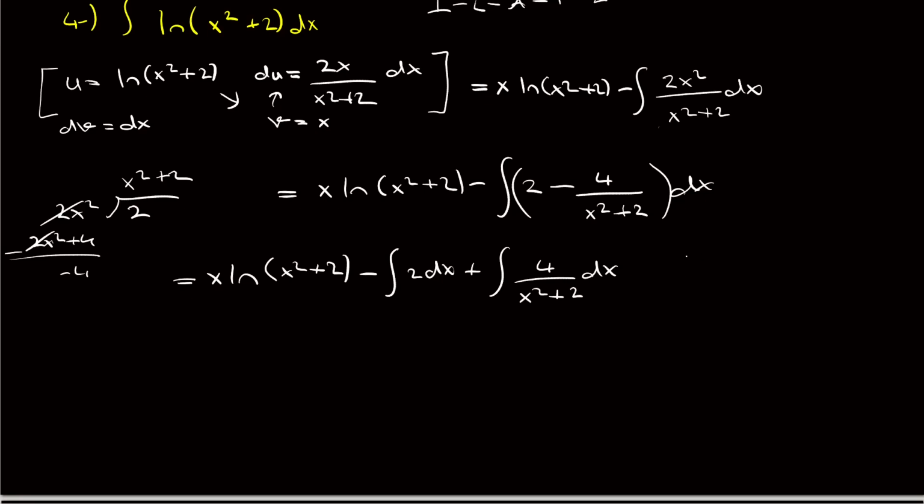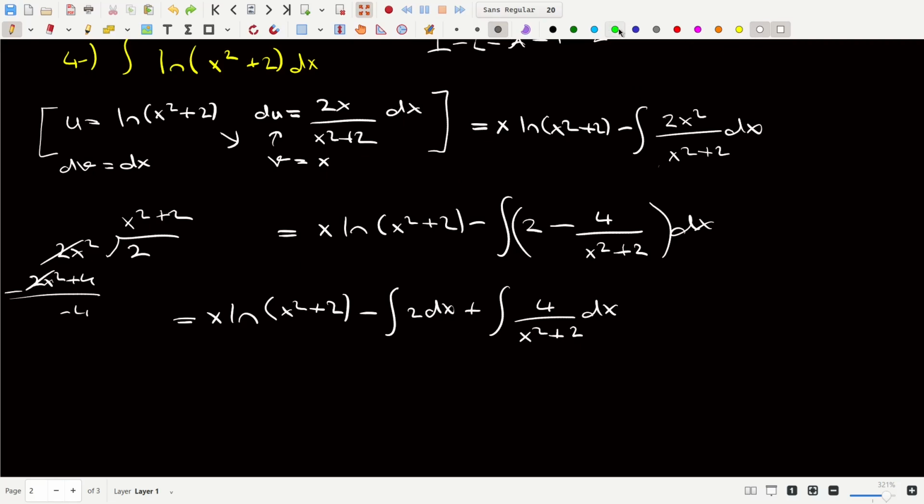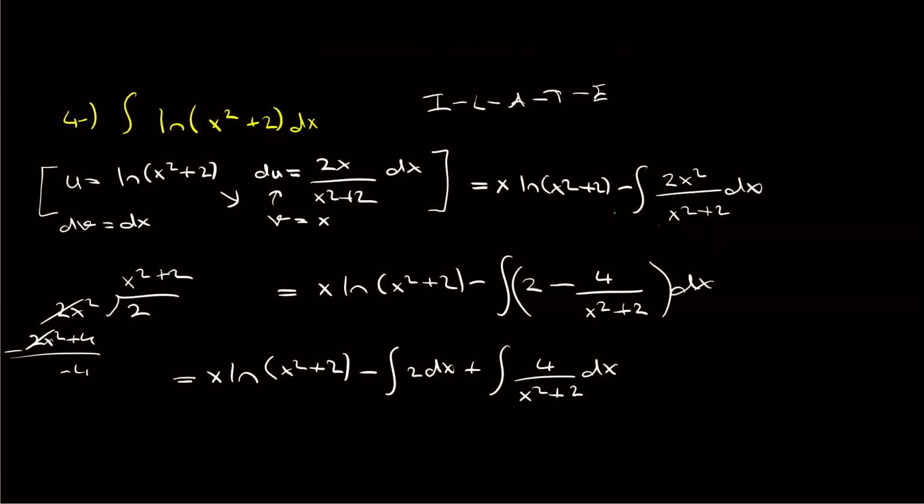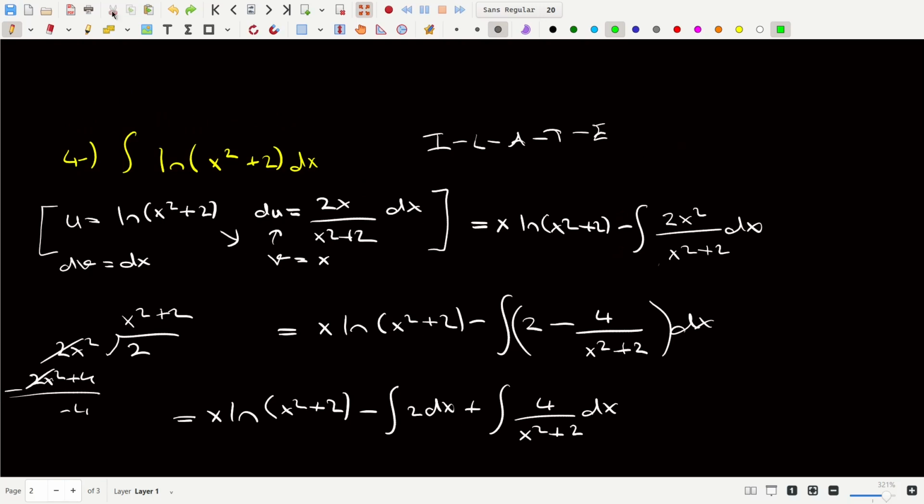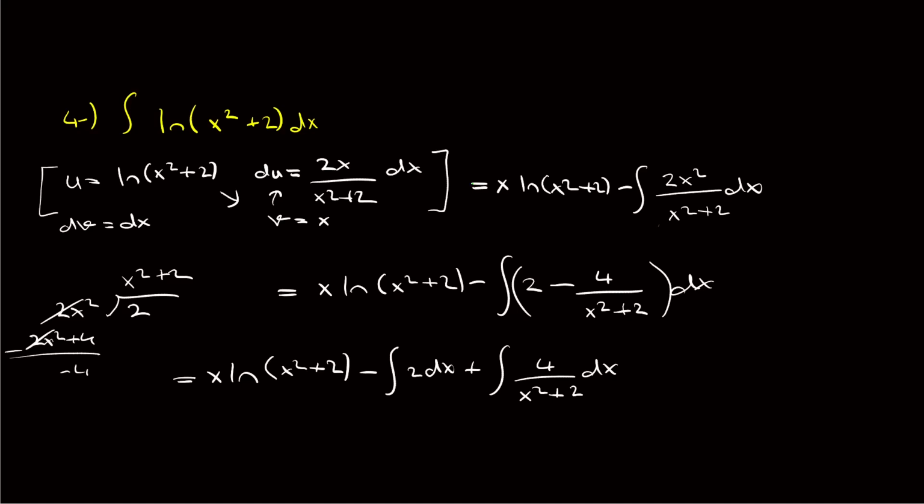We know that integral of 1 over, let's change the color maybe, because this is going to be a note. We know that integral of 1 over x squared plus a squared dx is equal to 1 over a arc tan of x over a plus c, of course.